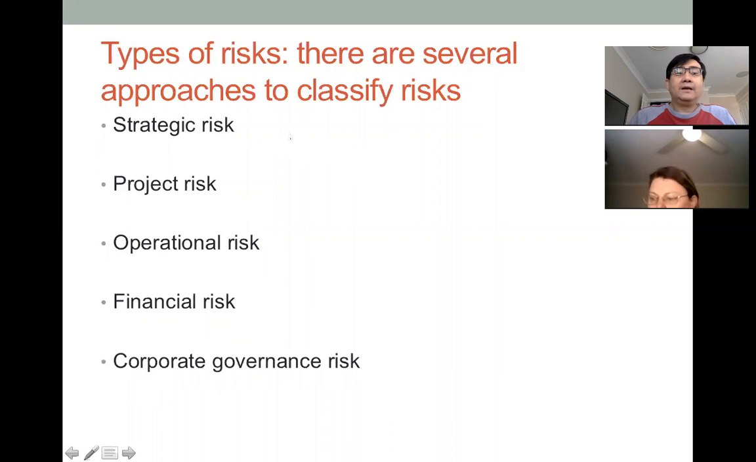All right, these are basically the types of risks, which include strategic risk, project risk, operational risk, financial risk, and corporate governance risk. They could also be part of our scope because they are the sources of risk. Okay, the strategic risk, for instance, is probably that our offering, the product or the service that we offer in the market, no longer meets the customer's need.